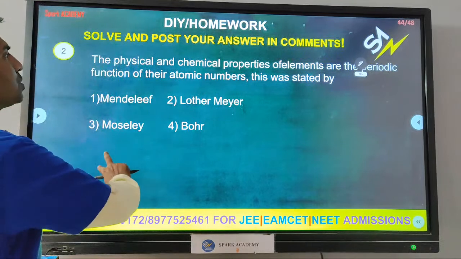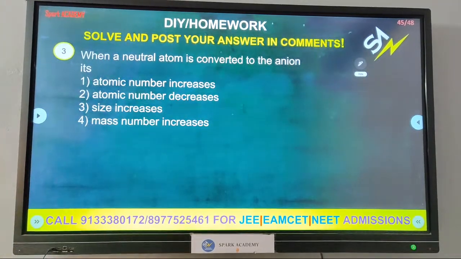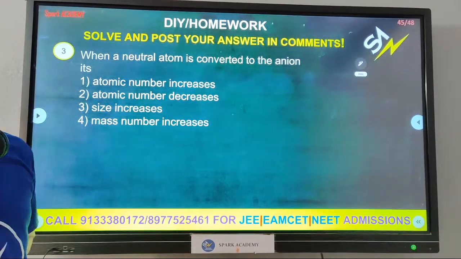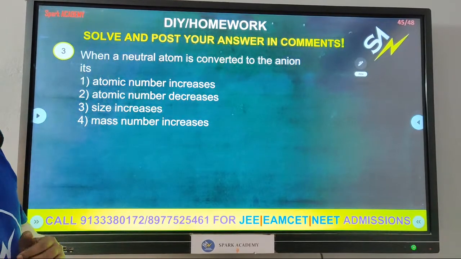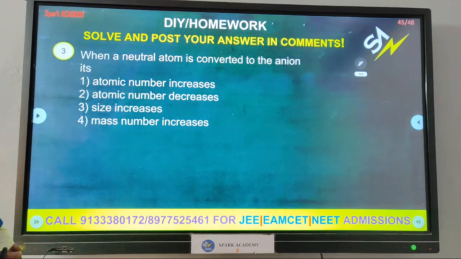Clear? So next. When a neutral atom is converted to an anion, what is an ion? What is an anion? Charged particles are called cations and anions. When a neutral atom is converted to an anion, what happens: does its atomic number increase, does it decrease, does its size increase, or does its mass number increase? You have to find out and post your answer.